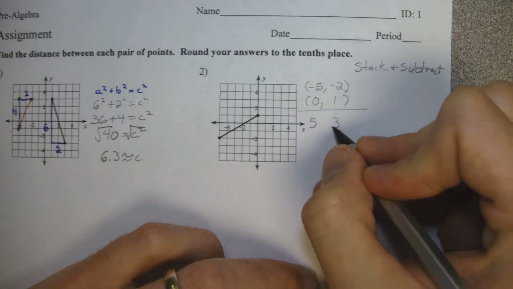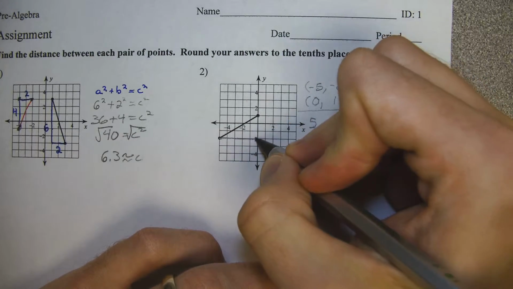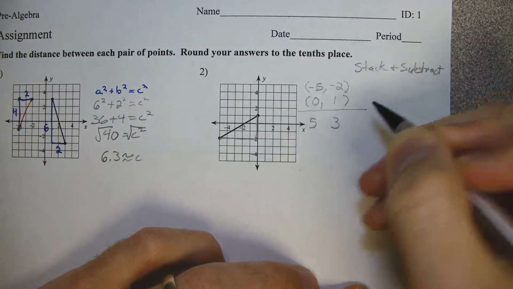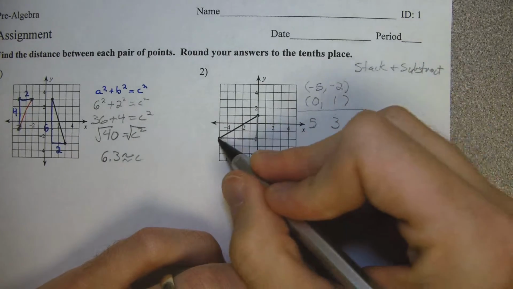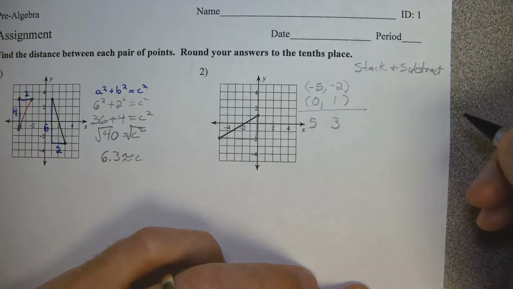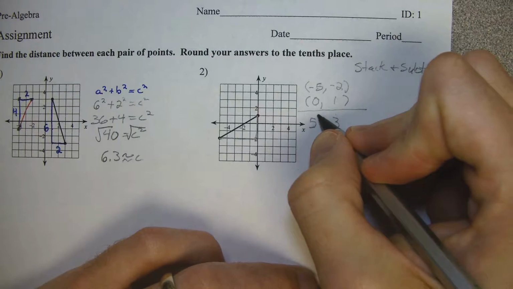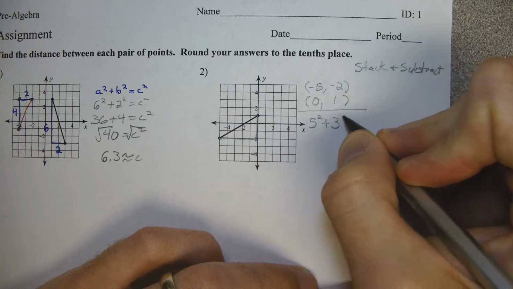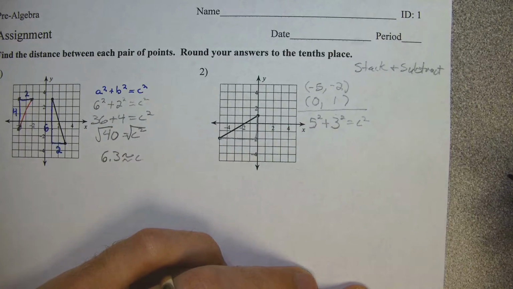These are the sides of our right triangle. Notice, if I go over 5 and up 3, 5, 3, those are the sides of the right triangle. So if we can just use the coordinates and do a little bit of subtraction, we don't have to spend all our time drawing and counting. So a squared plus b squared is c squared. Notice Pythagorean Theorem is going to be in here regardless of which method we use.